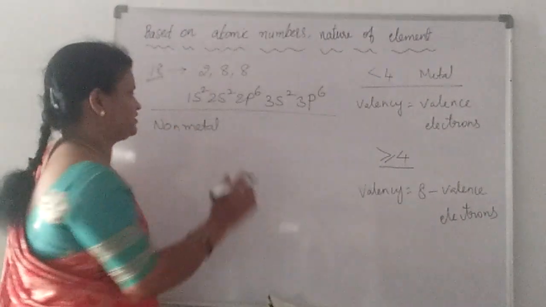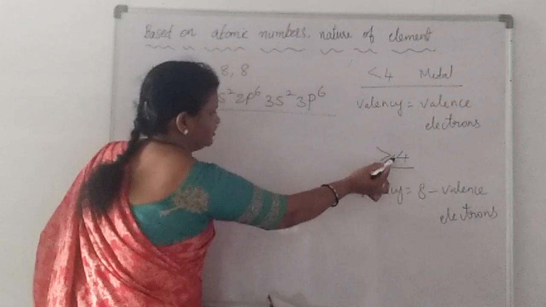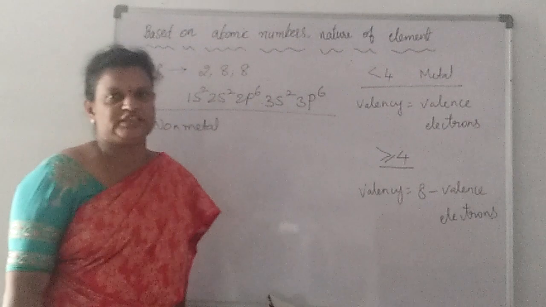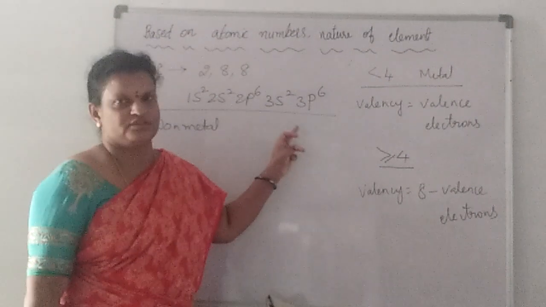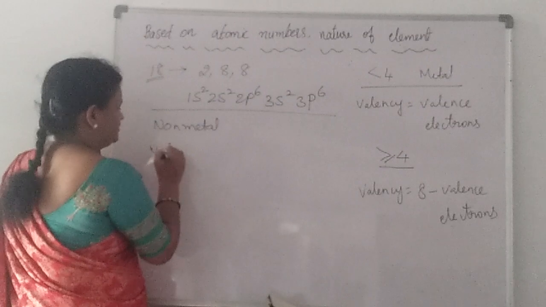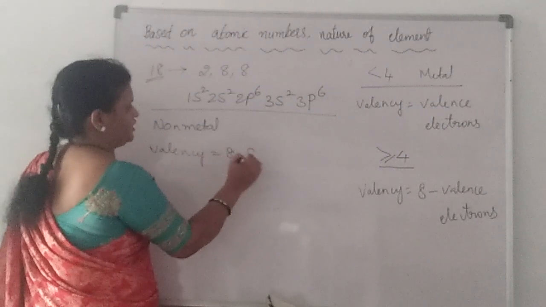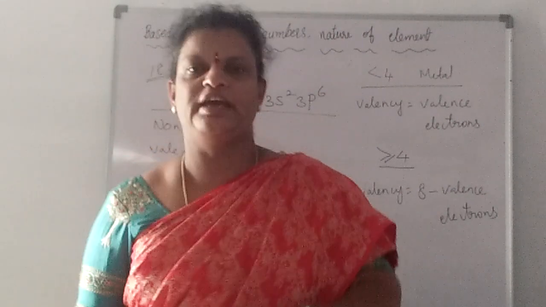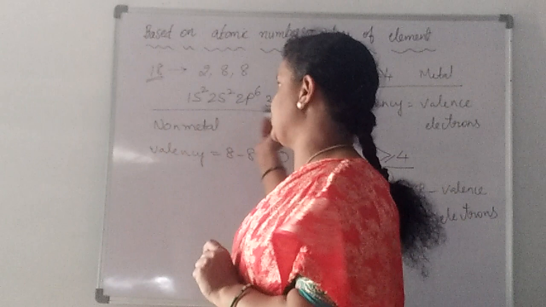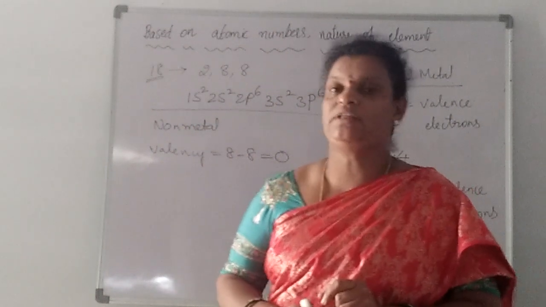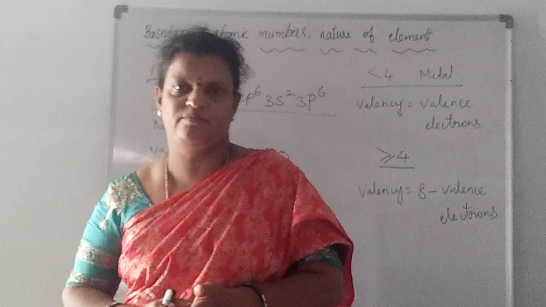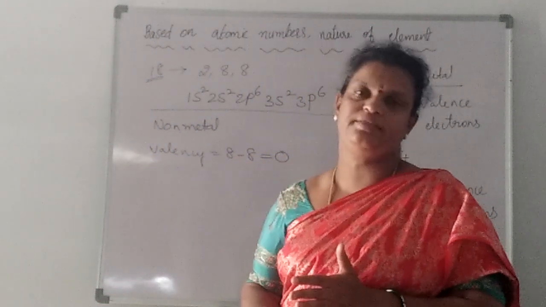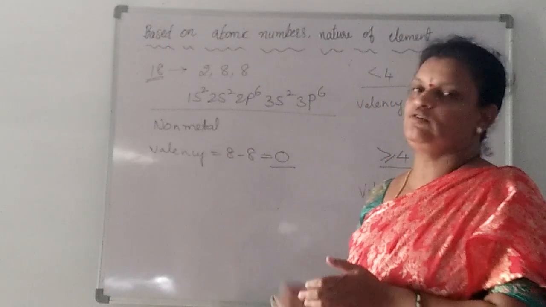So in this non-metal, what is the valency? As valence electrons are greater than 4, valency is equal to 8 minus valence electrons. What is the number of valence electrons? 8. So valency is equal to 8 minus 8, that is nothing but 0. It means it neither loses electrons nor gains electrons. Why? Because already it has octet configuration. Any element with 8 electrons in the last shell will get stability, so it does not have any need to lose or gain electrons. That is why valency is equal to 0.